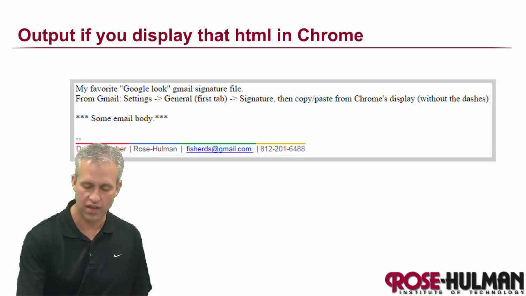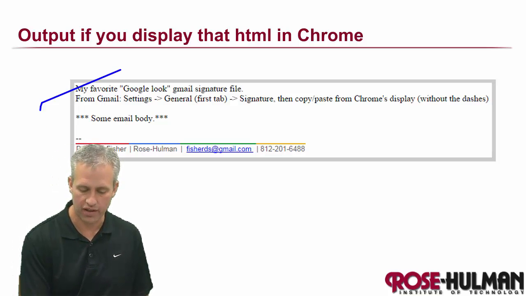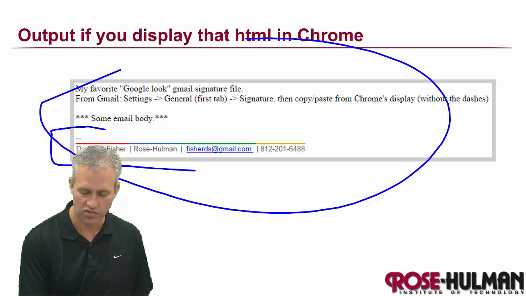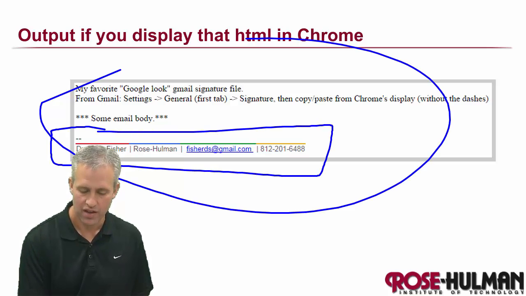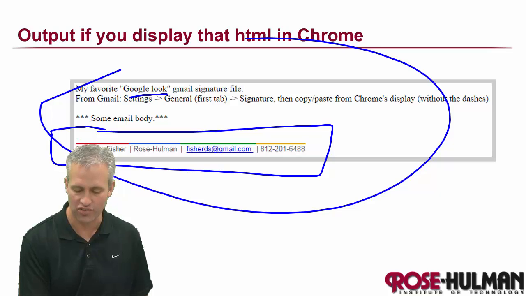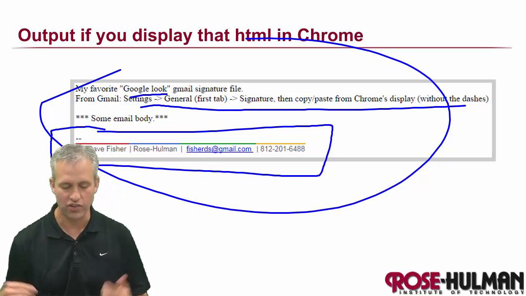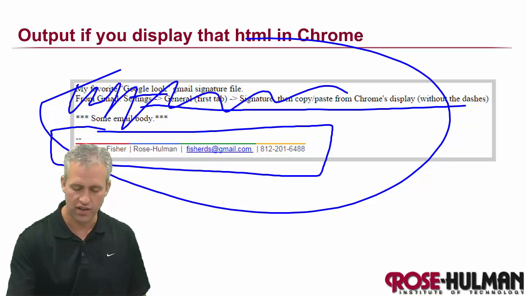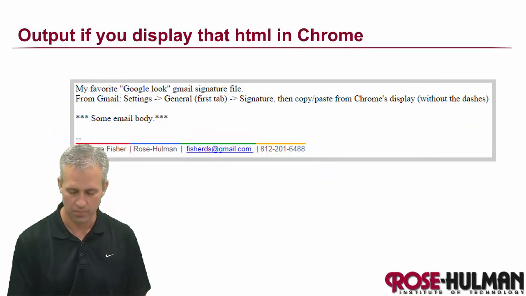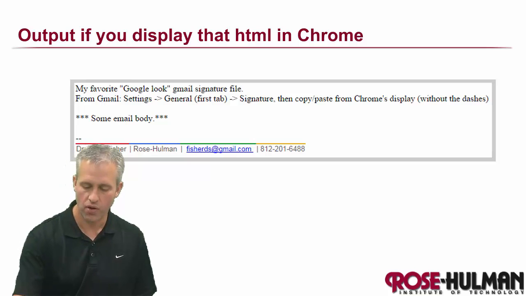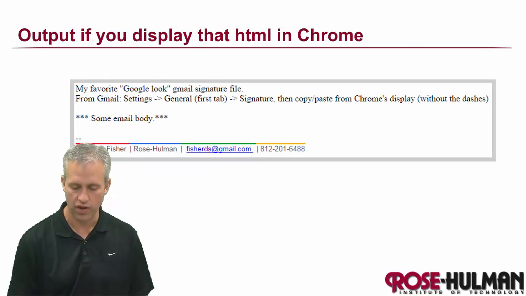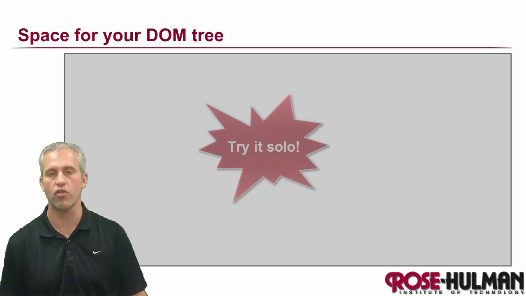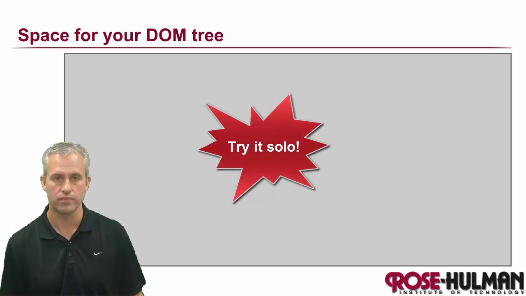By the way, what this HTML would look like is like this. I use this as my signature file on all emails. So I gave you some instructions, if you're a Gmail user, on how you could use something like this as your signature file. Of course, you wouldn't include the top. You would only include the bottom. So go ahead and pause the video and see if you can draw the DOM tree all by yourself.